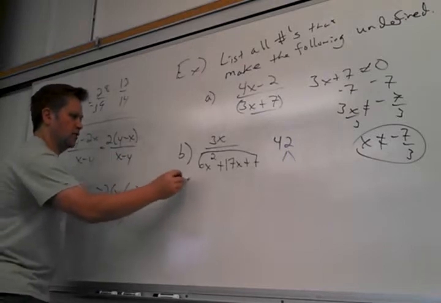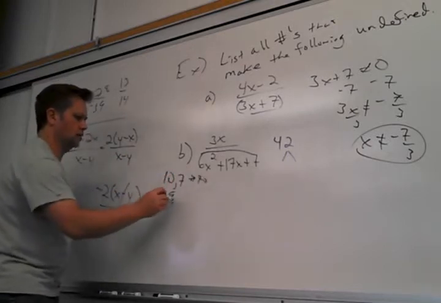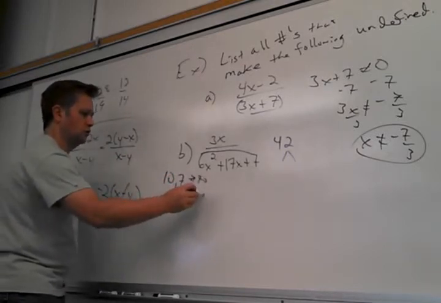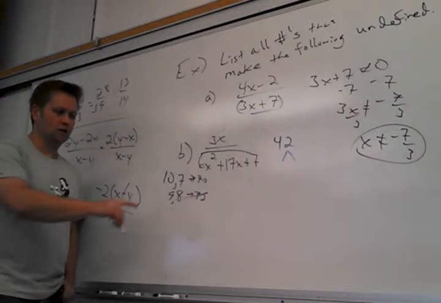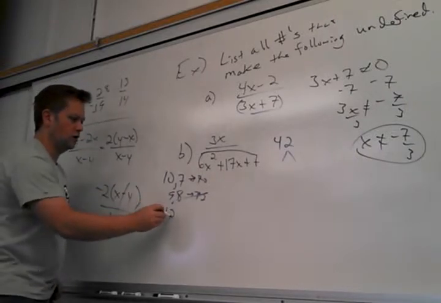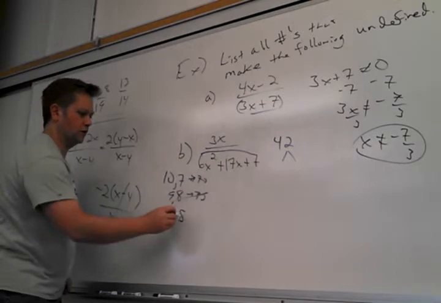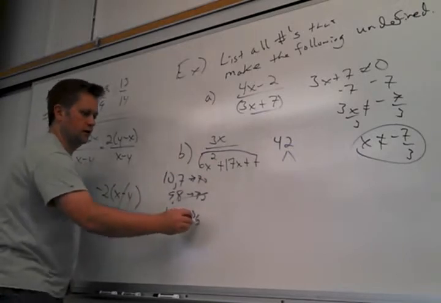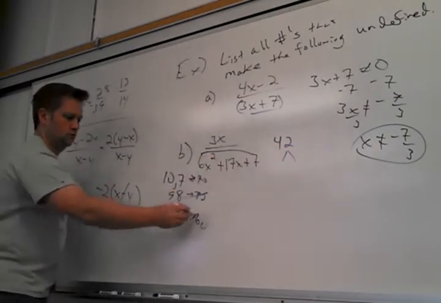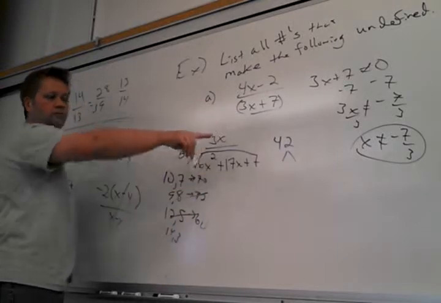So we did 10 and 7, but that makes 70. No good. What's 9 times 8? 72. Oh, we're going the wrong direction. So instead of going 10, let's go 12 and 5. What's 12 times 5? 60. Oh, we're getting closer. 14 and 3. Yeah, 14 and 3. There you go.